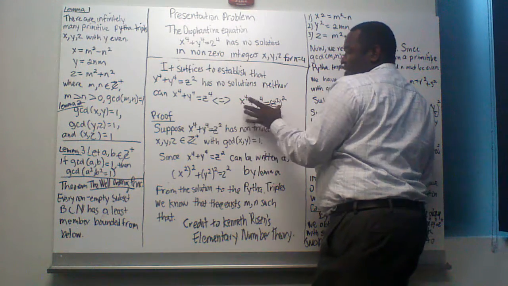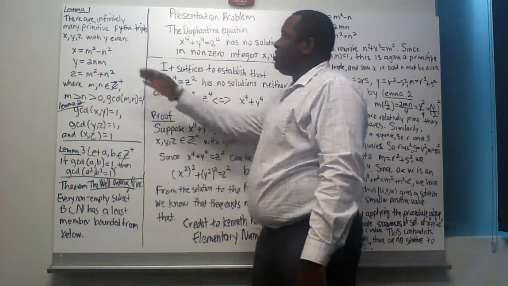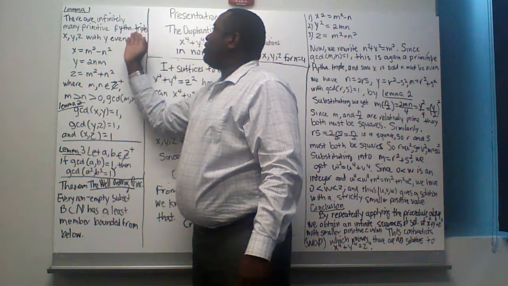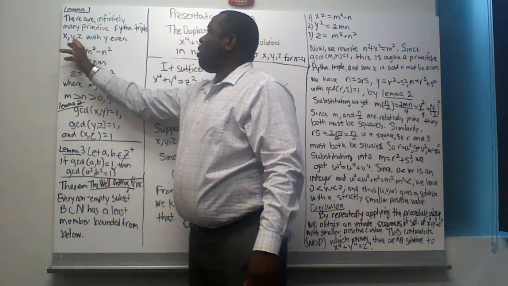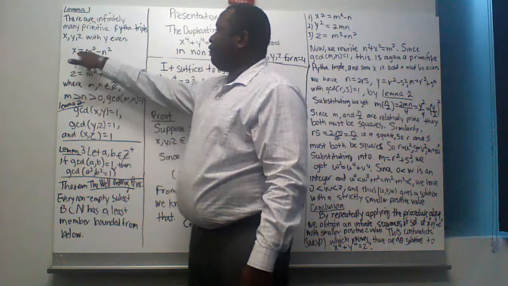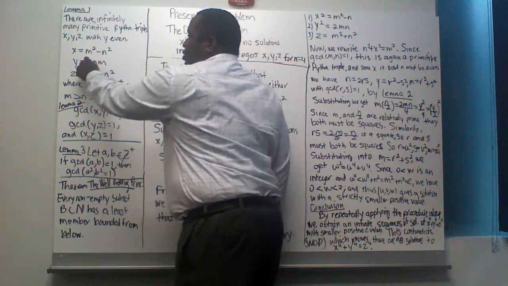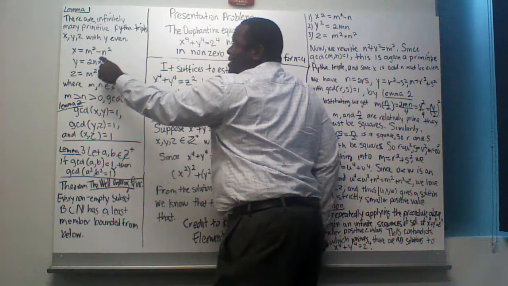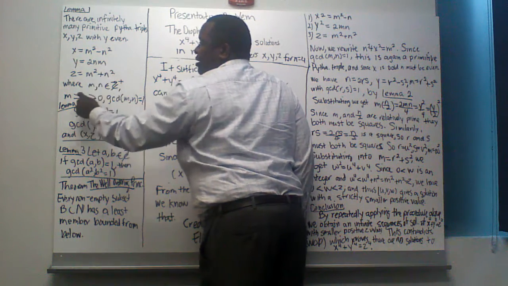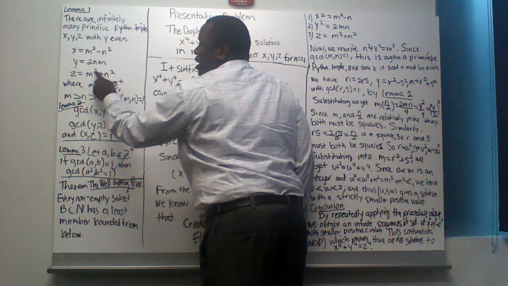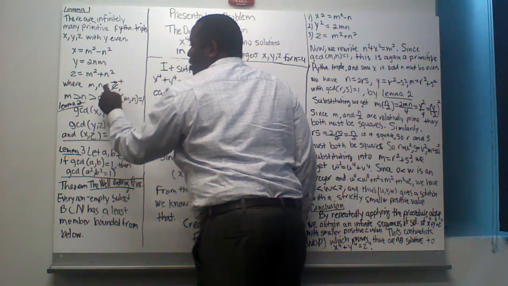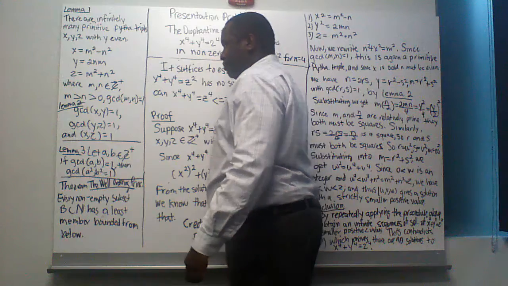So this implies this. Okay, so these are the lemmas that we're going to use today. There are infinitely many primitive Pythagorean triples, x, y, and z, with y being even. Then this is the form of each one. So you got x equals m squared minus n squared, y equals 2nm, z equals m squared plus n squared, where m, n are in Z positive.